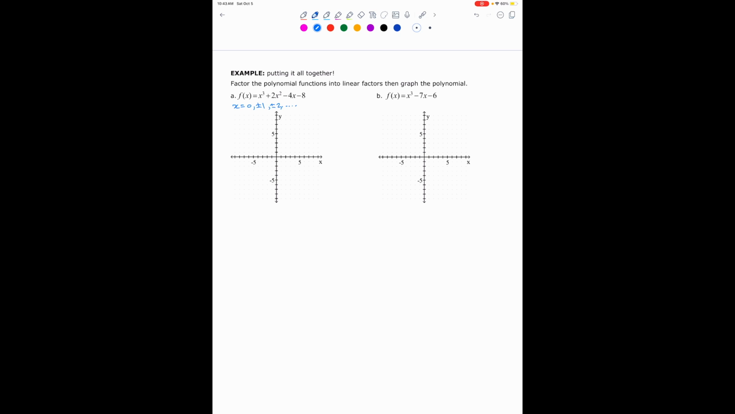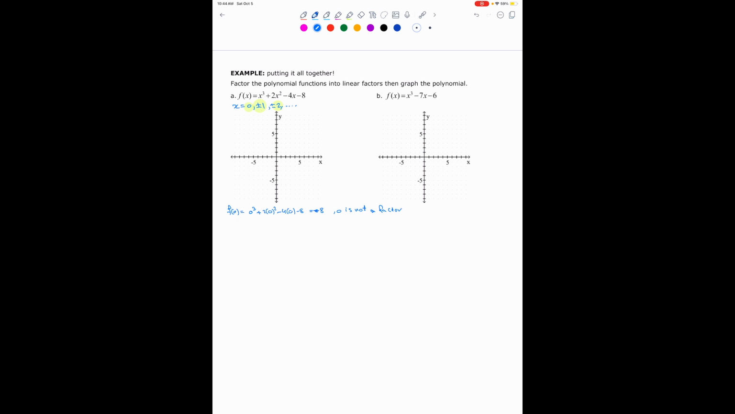So I will take each of these numbers and plug it into the function and see which one will give me 0. The one that gives me a 0 is considered a zero of the polynomial, and it's going to make x minus that number a factor. So I'm going to try the 0. f of 0 equals 0 cubed plus 2 times 0 squared minus 4 times 0 minus 8. That is equal to negative 8. So 0 is not a factor, or let's say x minus 0 is not a factor.